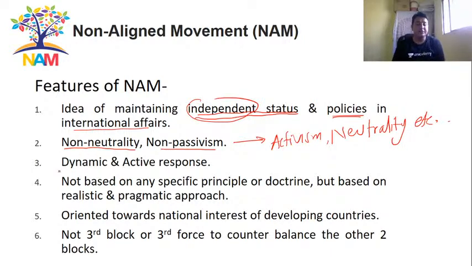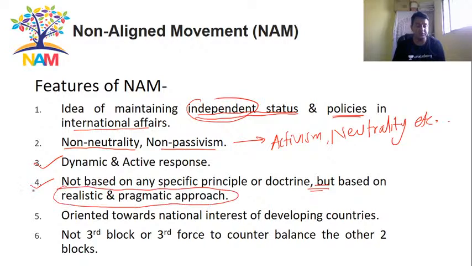Third, dynamic and active response, quick response, active. It should not be the case that you are not responding because of your vested interest. No. If you think that somebody made a mistake, then it's the duty of NAM to respond to it quickly and actively. Fourth feature, not based on any specific principle or doctrine, but based on a realistic and pragmatic approach.